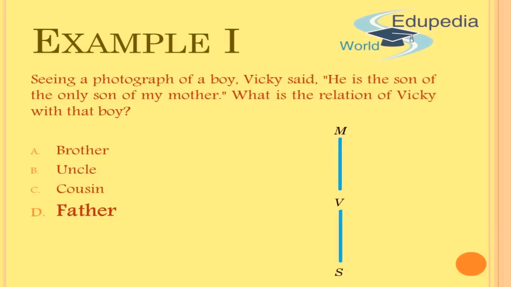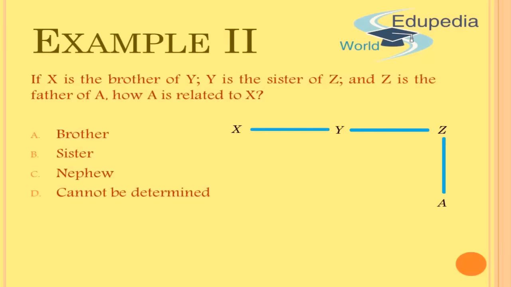So this was a relatively straightforward question. Let's take a look at a slightly more complex question. Now in this case we have, if X is the brother of Y, Y is the sister of Z, and Z is the father of A. How is A related to X? So our job is pretty simple over here. We just have to make the diagram.